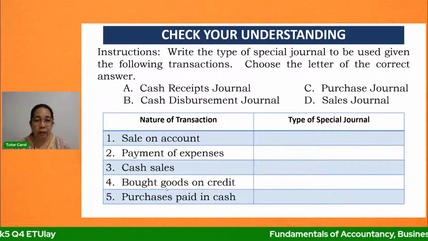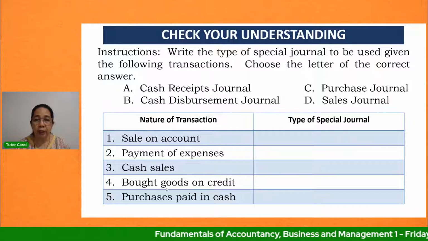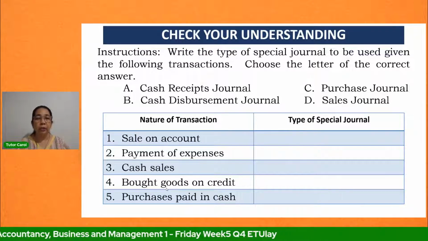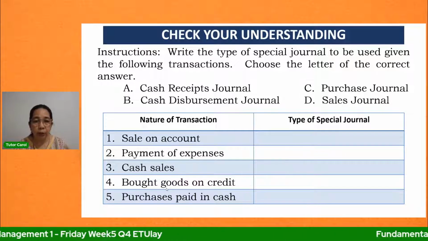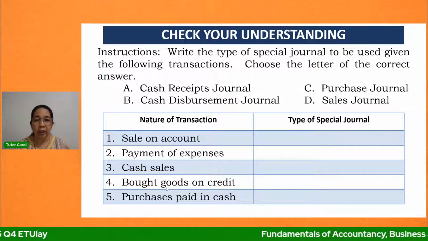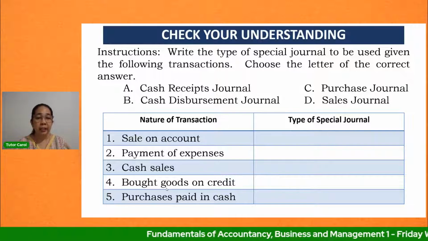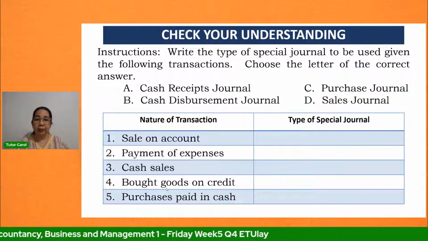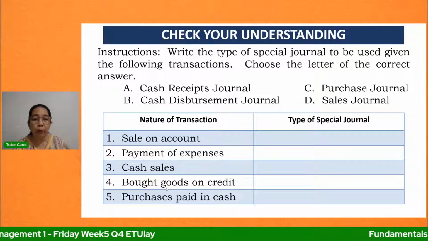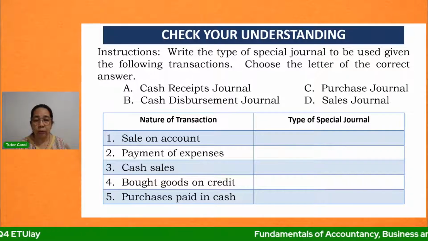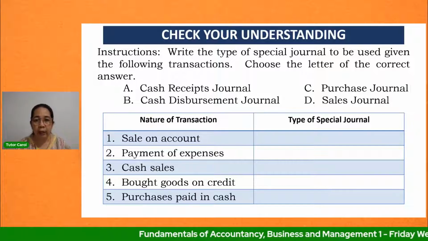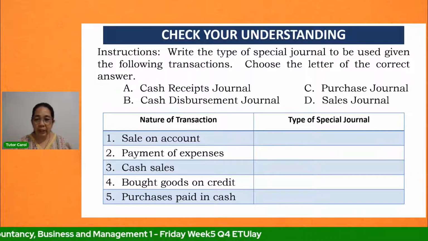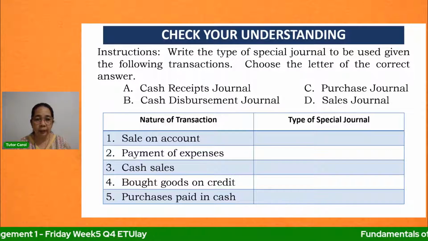So write, okay, instructions. Write the type of special journal to be used given the following transactions. Choose the letter of the correct answer. So for A, we have cash receipts journal. B, cash disbursement journal. C, purchase journal. And D, sales journal. Okay, so you just type the letter of the correct answer. Okay, so for number 1, we have sale on account. Okay, what is the special journal, okay, to be used? Is it A, B, C, or D? Sale on account.